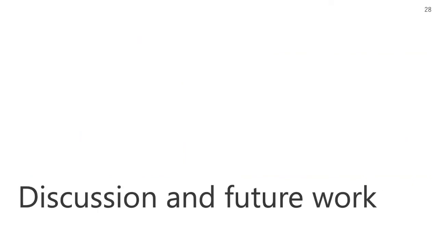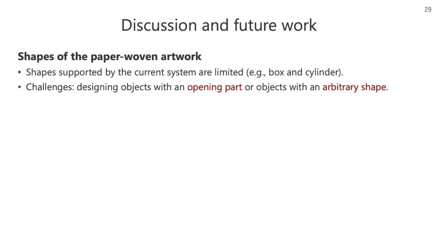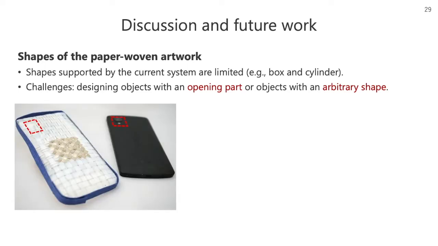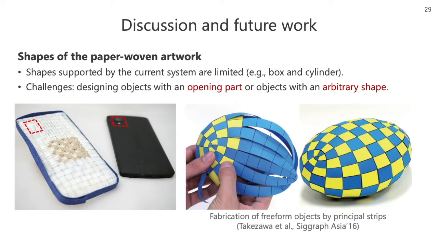Next, I briefly discuss the limitation of our approach in future work. The current design system supports only basic shapes. But supporting a wider variety of shapes is an important next step. For example, in the smartphone cover application, the design incorporating an opening for the camera part is desirable. It is also preferable to allow the user to use an arbitrary 3D model in addition to the preset basic shapes. We plan to use orthogonal 2-layered weaving principal strips to create freeform objects.